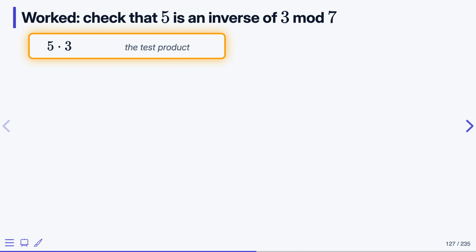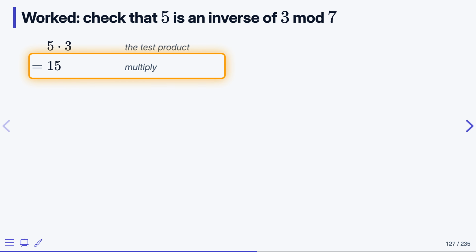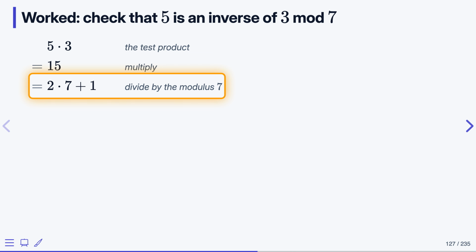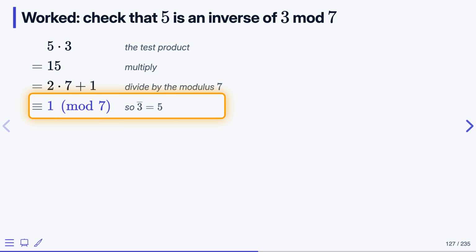Let's check a claim. 5 is an inverse of 3 mod 7. Line 0. The test is the product 5 times 3. Step 1, 5 times 3 is 15. Step 2, now divide by the modulus 7. 15 is 2 sevens, 14 plus 1. Step 3, so 15 is congruent to 1 mod 7. That is exactly the definition. So 5 is an inverse of 3 mod 7.